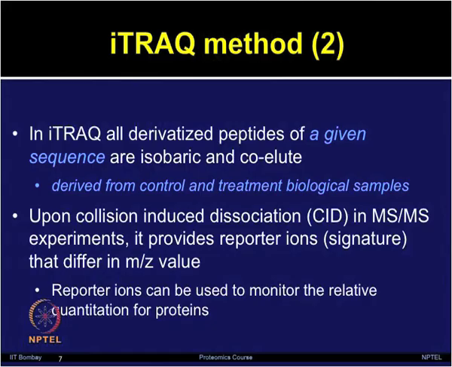In the iTRAQ method, the derivatized peptides of a given sequence are isobaric and co-eluted because they are derived from the control and treatment biological samples. So, in the mass spec, upon collision induced dissociation during the MS-MS experiments, it provides a reporter ion, a signature ion which differs in mass to charge ratio. So, the reporter ions are used to track the quantitation and can be used to monitor the relative quantitation for proteins.